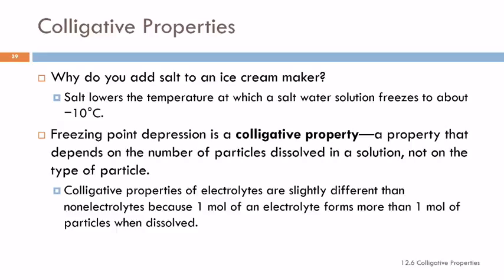We do see, though, that colligative properties of electrolytes are a little bit different than non-electrolytes. Because if you have 1 mole of an electrolyte, like sodium chloride, when it dissolves, it forms more than 1 mole of particles, right? In theory, it forms 2 moles of particles. Whereas if you have a non-electrolyte like sugar, it dissolves in the water just fine, but if you put 1 mole in, you have 1 mole of particles. So it would take twice as much sugar to lower the temperature the same as the sodium chloride.